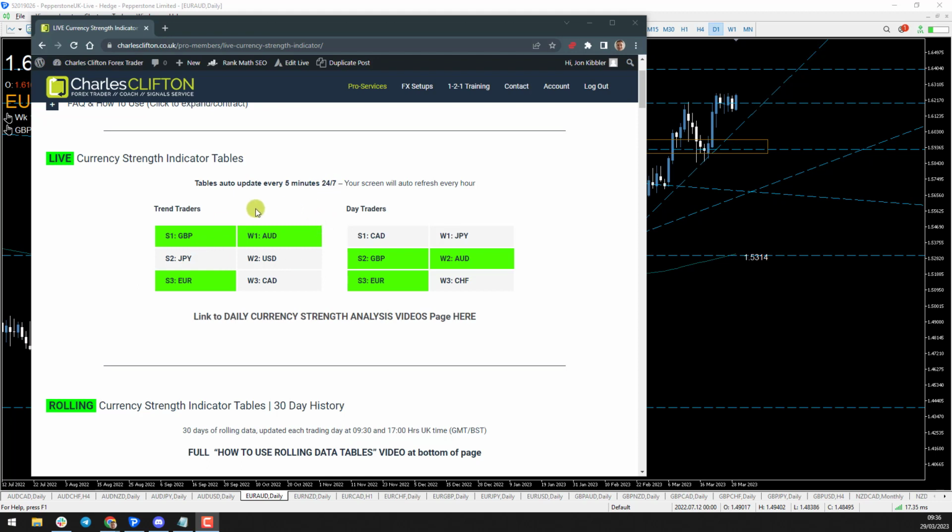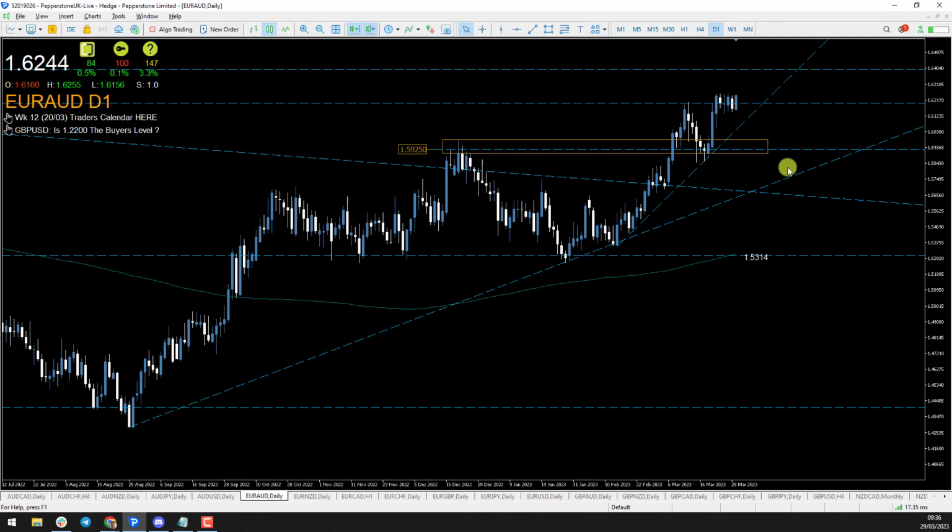So what actionable forex pairs are the tables telling us to keep our eyes on today? Well, we've got pound Aussie, which sits top of the trend traders table and is second on the day traders, and then it's telling us to have a little look at Euro Oz as well. Now Euro just appeared on the day traders as the third strongest currency, and it's the third strongest currency on the trend traders as well. So Euro Aussie is definitely going to be one that we're going to be taking a look at in today's video. So let's jump straight in. Let's have a little look at Euro Aussie.